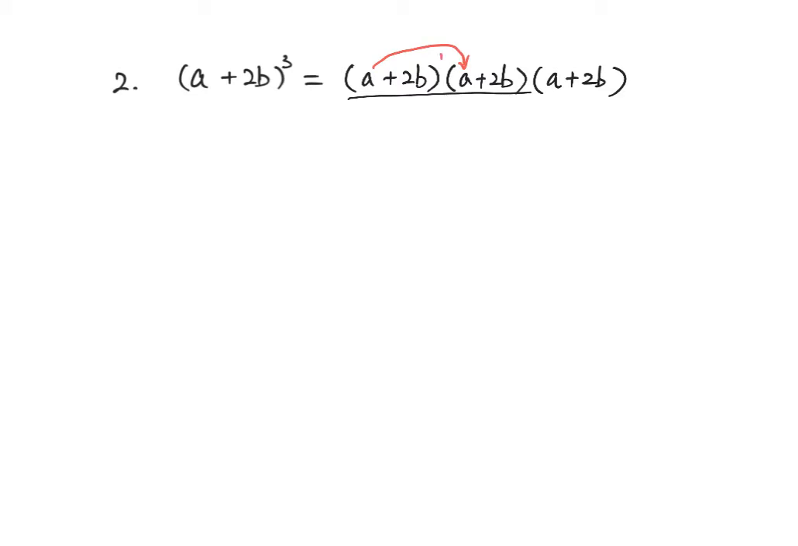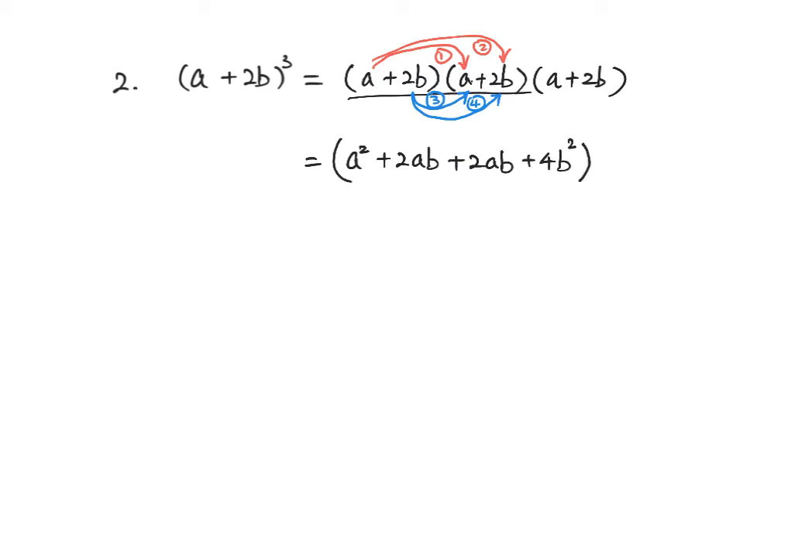So a times a times positive 2b, and then 2b times a, 2b times 2b. So we have for the first term a times a, which is a squared, a times positive 2b, which is positive 2ab, and 2b times a, which is 2ab. 2b times 2b, which is positive 4b squared. Okay, this is the product of the first 2 brackets, and then copy down the third bracket.